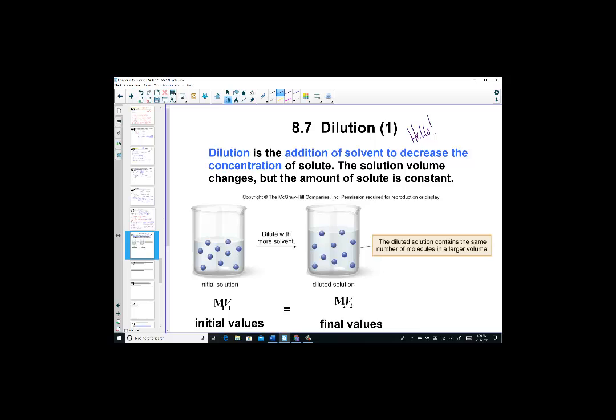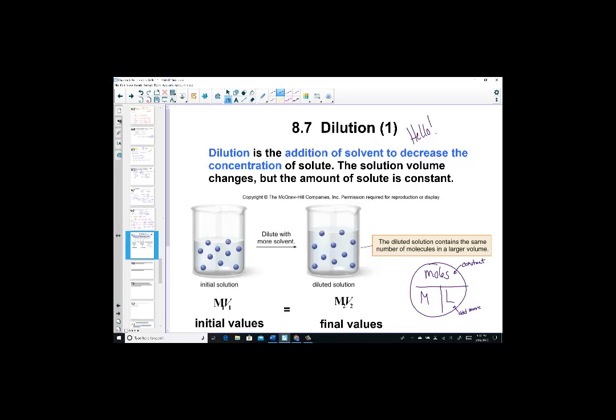Dilution is the addition of a solvent to decrease the concentration of the solute. So keep in mind our molarity formula, where we define that concentration unit, capital M, for molarity, as moles of solute per liter of solution. When we add more solvent, we're creating a larger volume, but we really have not changed the moles of the system.